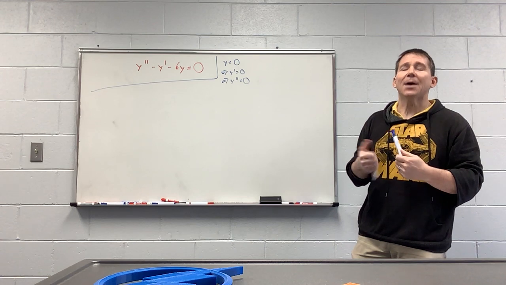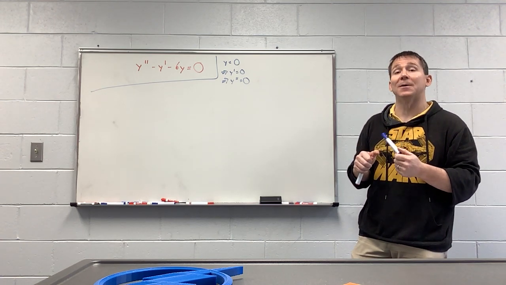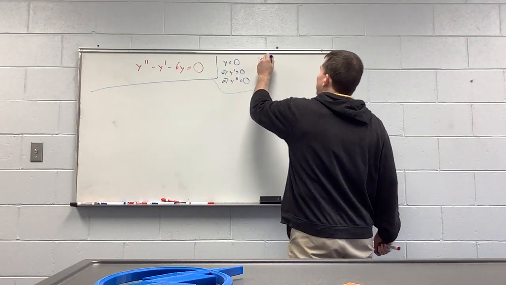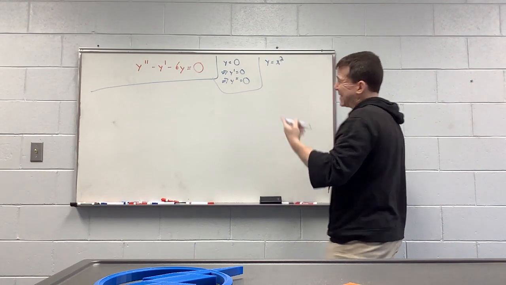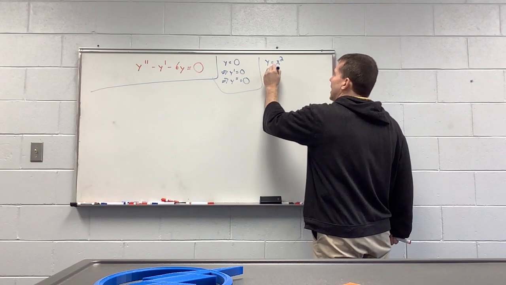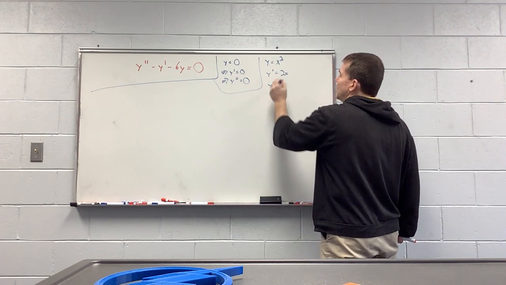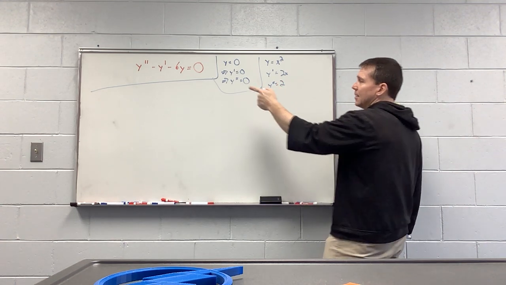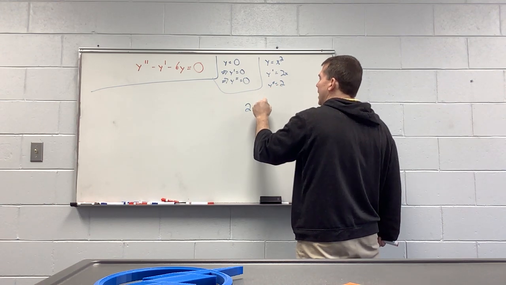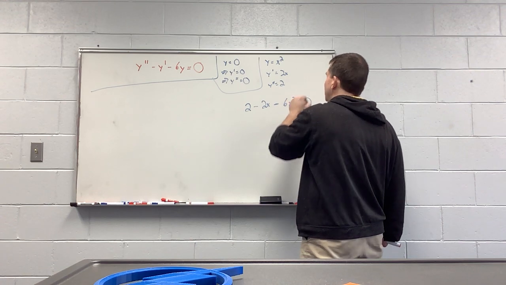But the question is, are there other solutions, other functions y that I can plug in and make that work? I can actually just randomly test ones. If I let y equal x squared, is that a solution? Well, I just need to find y prime, which is 2x, and y double prime, which is 2, and then plug them in. I get y double prime, which is 2, minus y prime, which is 2x, minus 6 times x squared, is equal to 0.